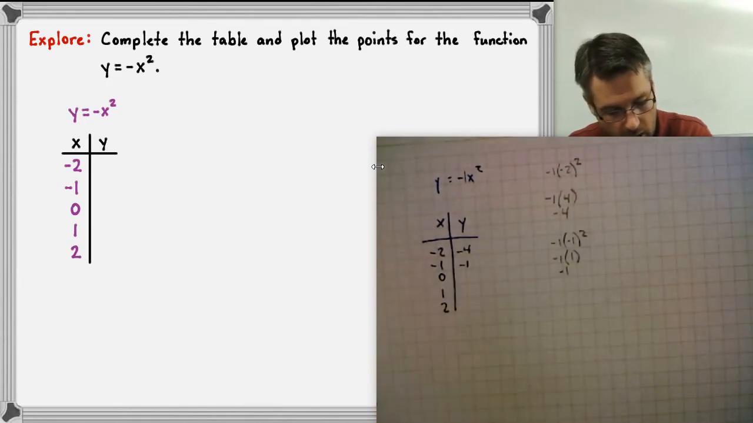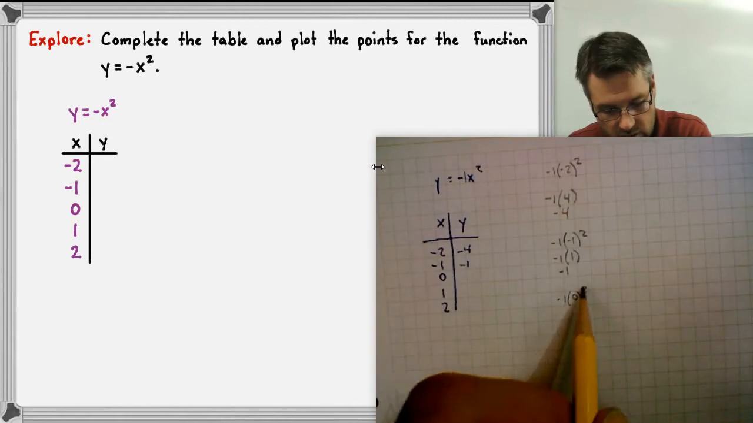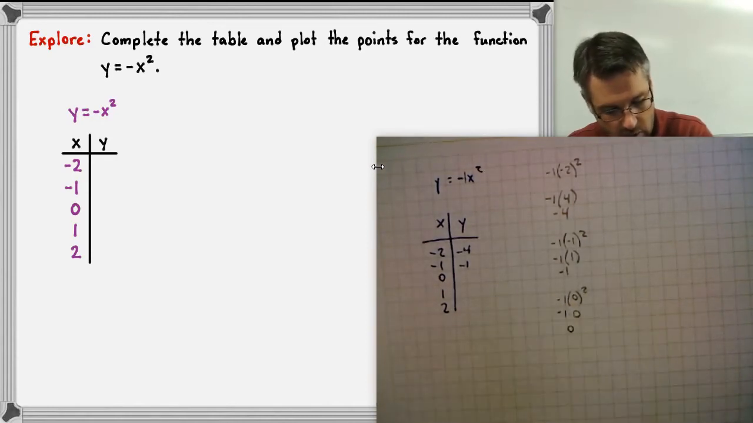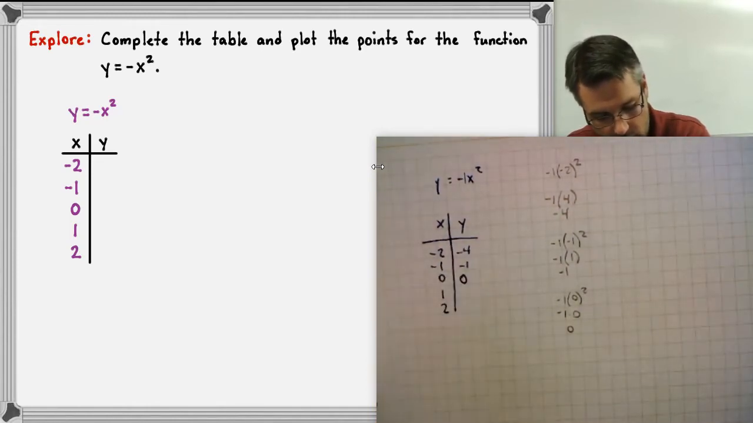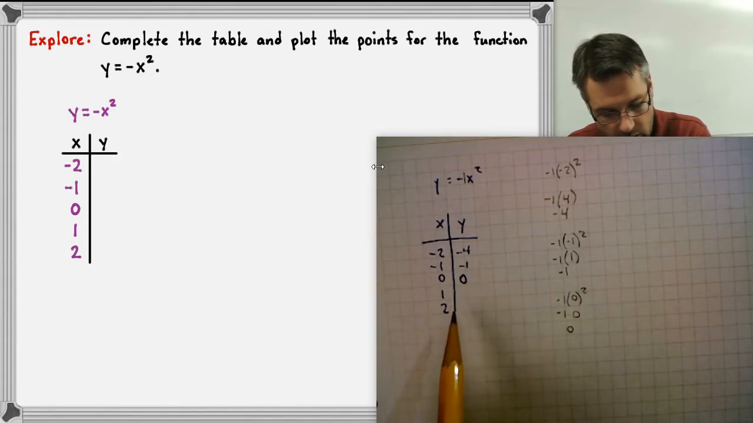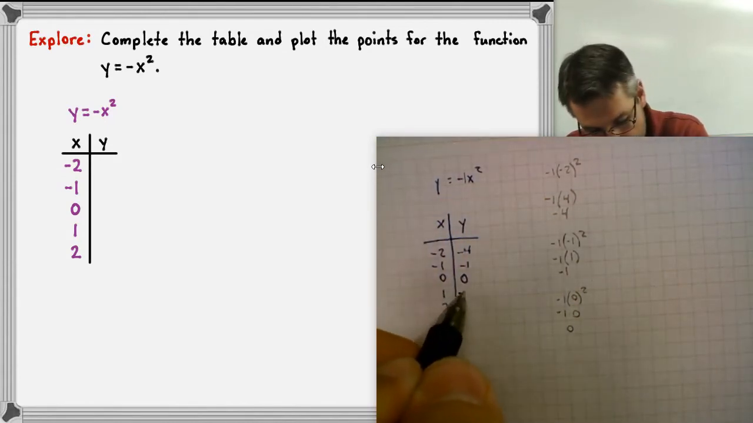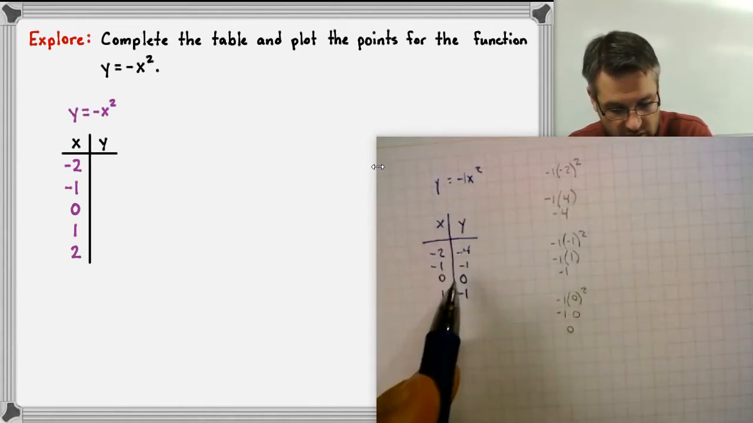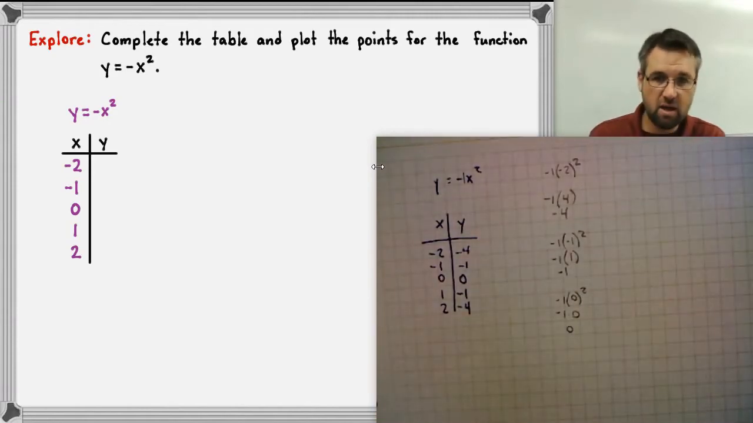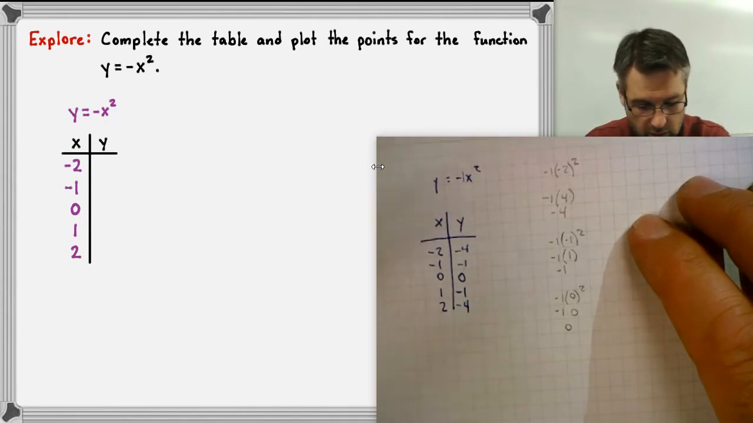Okay. For 0, that one's pretty straightforward. -1 times 0 squared. Well, 0 squared is 0, and then -1 times 0 is just 0. 0 times anything is 0, until you're in calculus. And then we can kind of do this in our head here. 1 squared is 1 times -1 is going to be -1. And then 2 squared is 4 times -1 is -4. So there we have the table there. And we want to plot those coordinates. We want to plot those points.